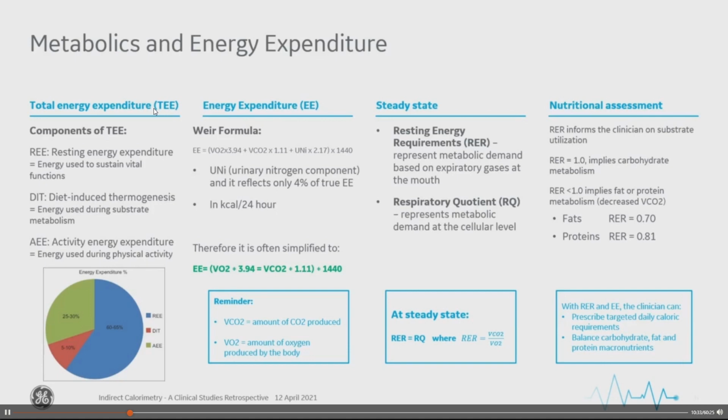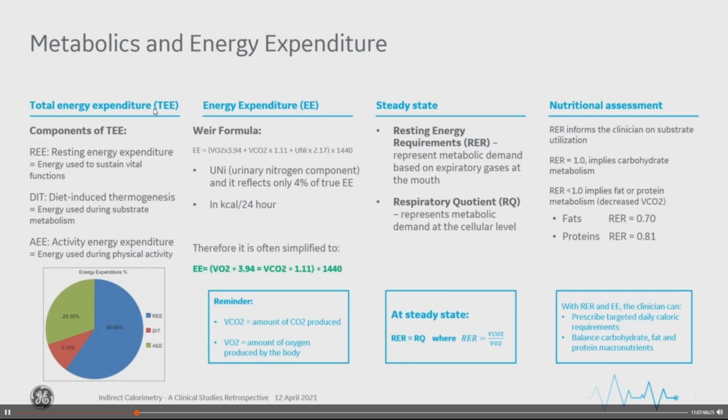Not going to go into the details on this, but the Weir formula is quintessential to being able to determine energy expenditure. It's a big calculation where one of the variables is the urinary nitrogen component, and quite frequently it is simplified because it's more difficult to calculate at the bedside, where the energy expenditure is really representing VO2 and VCO2.